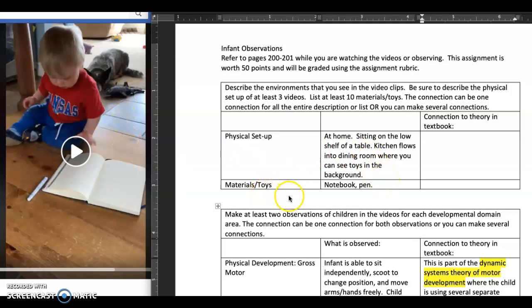Also, the materials and toys that I list, it says here that you have to do at least 10. Well, we don't really see 10 in this setting, but that's also why for your work, you're going to use 3 videos. So you'll type in each 3 of the videos as you describe them. So here we have a notebook and pen.